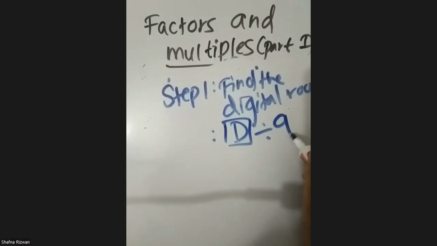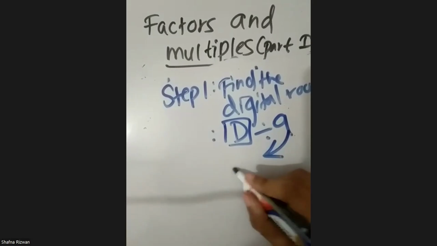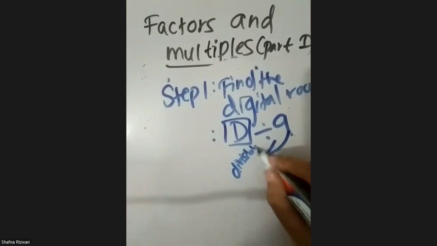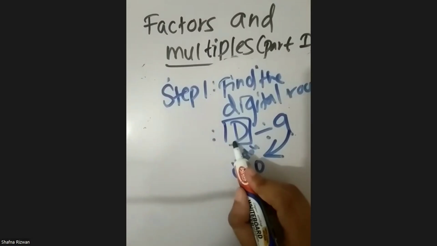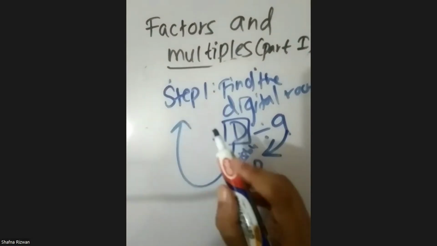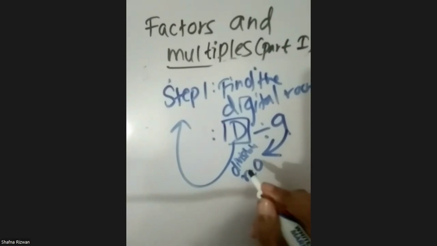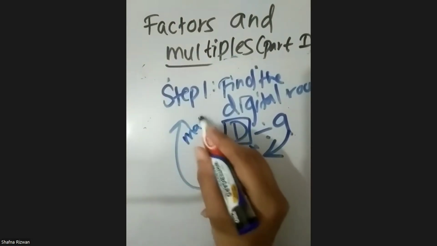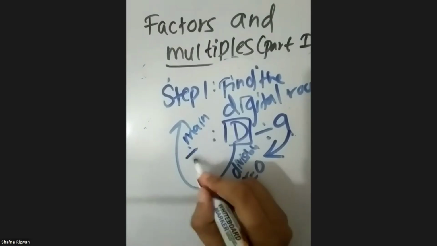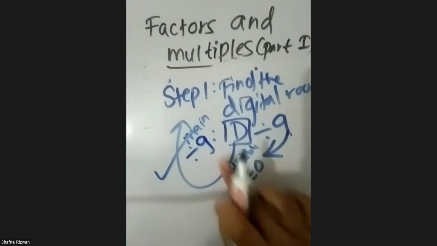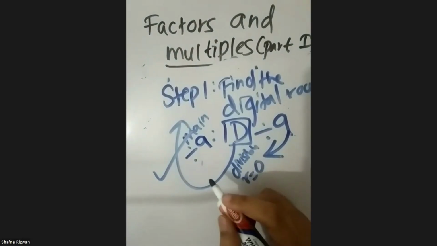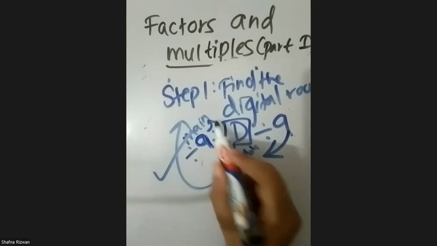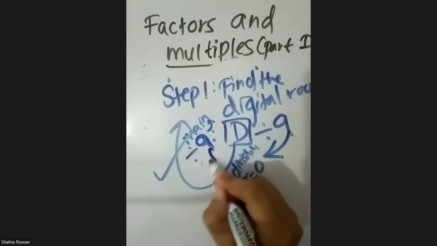And when you divide it by 9, you have to see whether it is divisible by 9. If you get a remainder of 0, then it is divisible by 9. So if that number is divisible by 9, automatically your main number, or your given number, will become divisible by 9. So when it becomes divisible by 9, you can say that 9 is a factor of your main number.